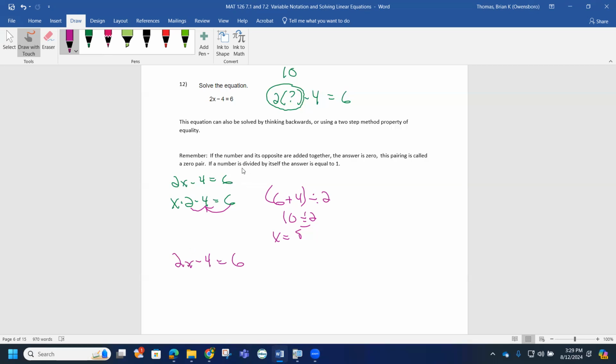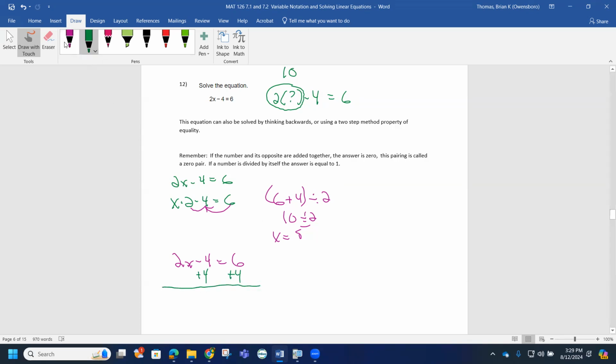So what we want to do is this. If a number and its opposite are added together, that answer is 0. So notice how I want to make this negative 4, if you will, because remember, subtraction is adding the opposite. So this really means a negative 4. What I want to do is get rid of a negative 4. To get rid of a negative 4, or undo subtraction, is to add 4 to both sides. That's the property of equality. Whatever you do to one side, you do to the other.